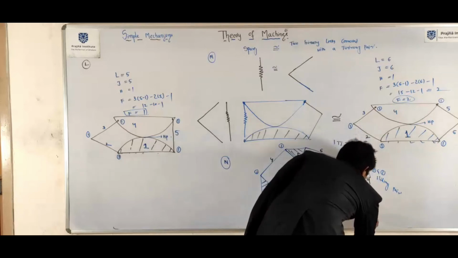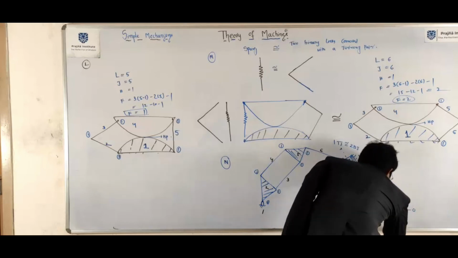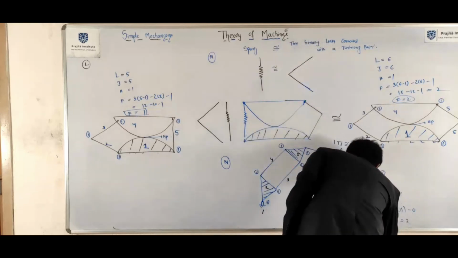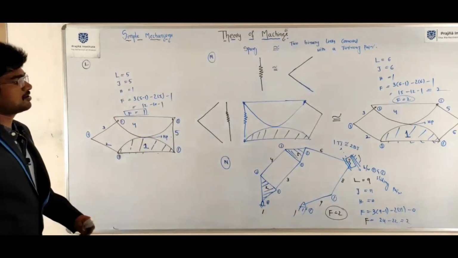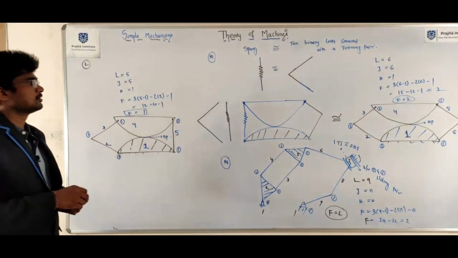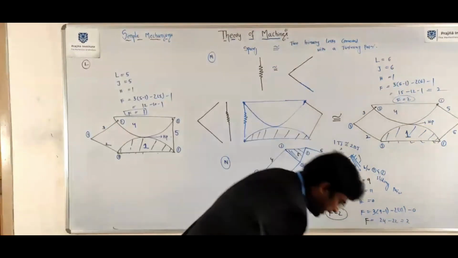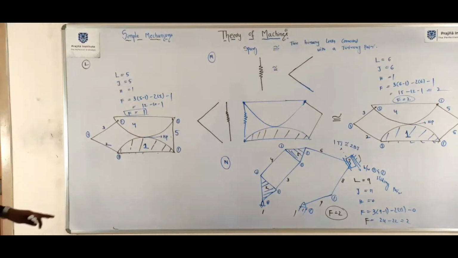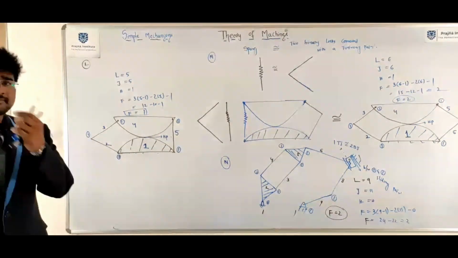H equal to 0. F is equal to 3 into 9 minus 1, 2 into 11 minus 0. F is equal to 2 degree of freedom. This is F, the degree of freedom of that particular mechanism. Next. Completed. So for all mechanisms, you will directly get degree of freedom.